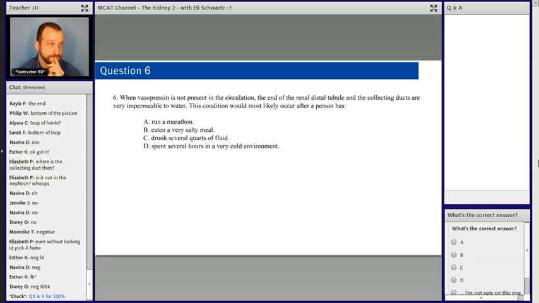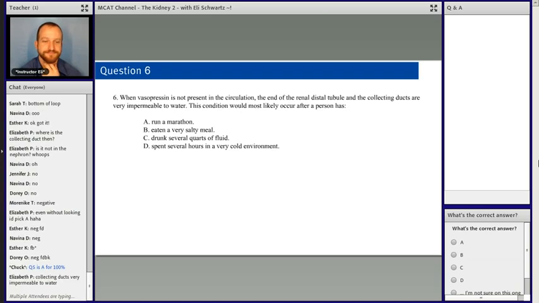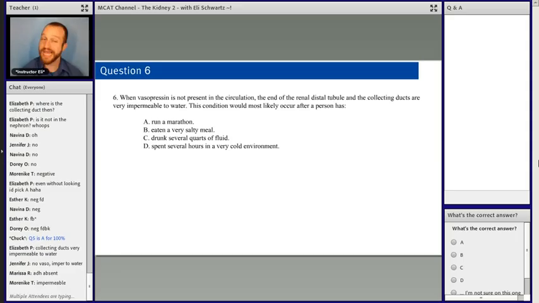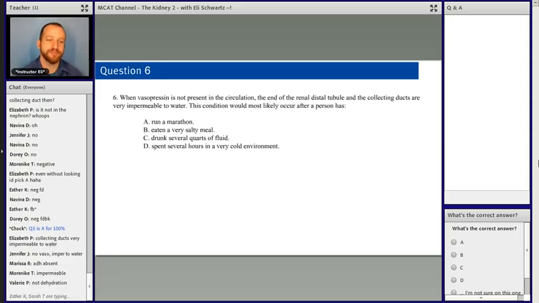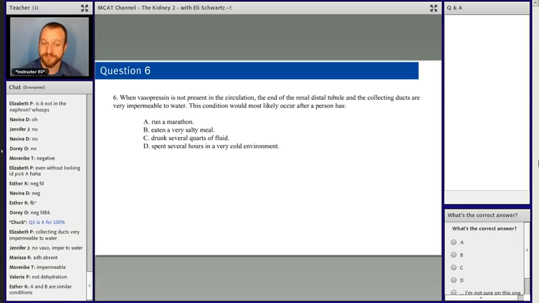Now, while you're doing it, there are 2 hints they give you in this question. What were they? No vasopressin is one clue, right, Marissa? And Elizabeth's got the other one, impermeable to water. Okay. So it's definitely not dehydration. That's a good way to think of this, Valerie. We're definitely not dehydrated.